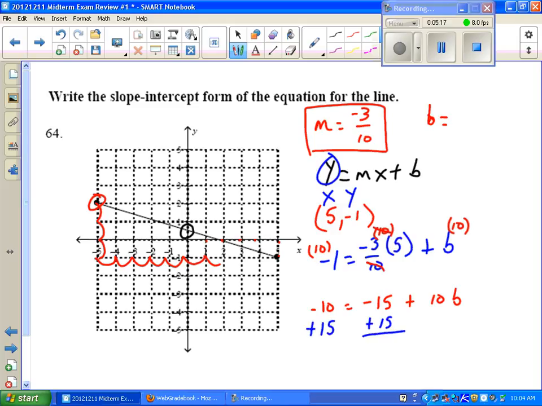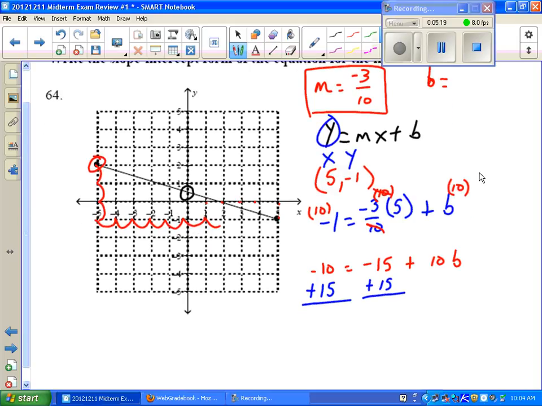Now we have negative 10 plus 15. Opposite signs means you need to subtract the absolute values. 15 minus 10 is going to be 5, and 15 is a larger absolute value. It's positive, so it'll stay as positive. Equals, these two cancel each other out. What we still have left over here is 10b, or 10 times b.